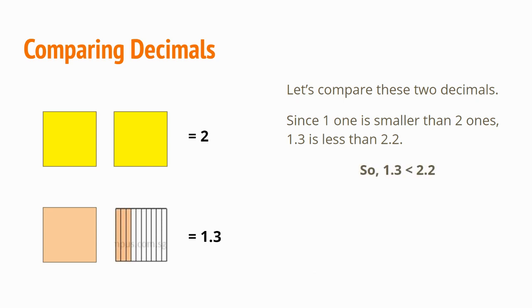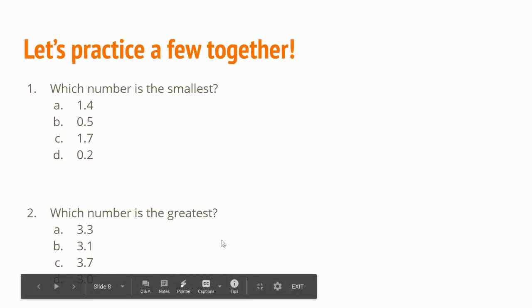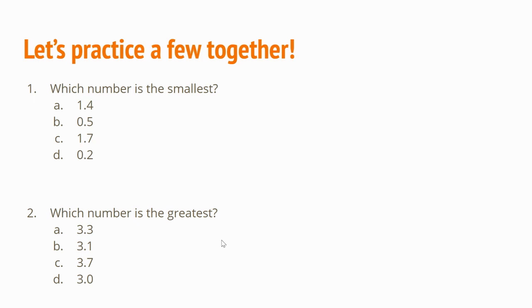So we're always going to start by looking at the highest number. And if those are different, we have our answer. If those are the same, we will continue and keep going through the number. So here we're going to practice a few together.